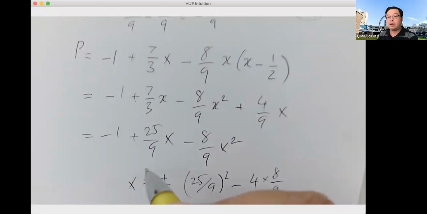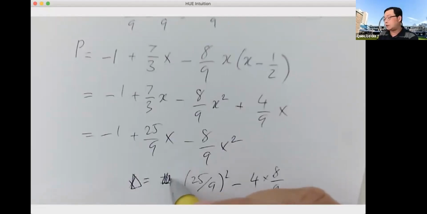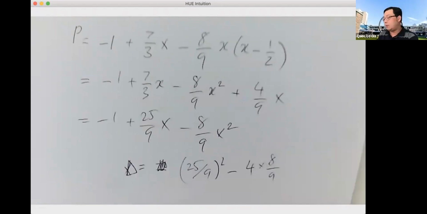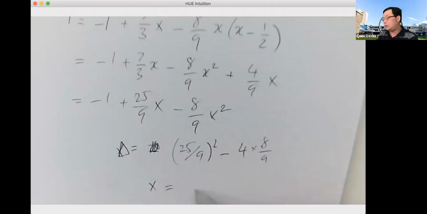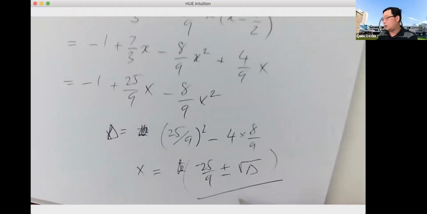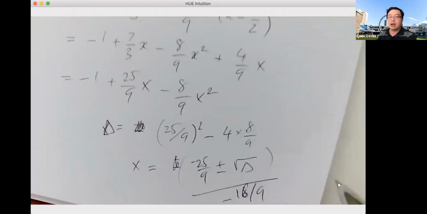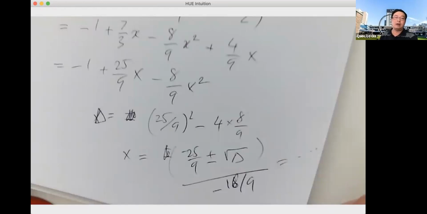So b squared minus 4ac, and then you have x is plus or minus, no, maybe minus 25 over 9 plus or minus square root delta divided by 2a, so 18, so 19, no, 16 over 9. So you can plug it in calculators and you find out what is the correct answer of x, okay?